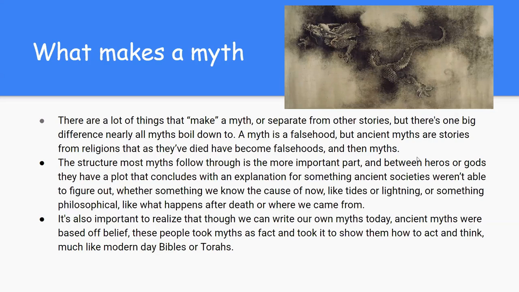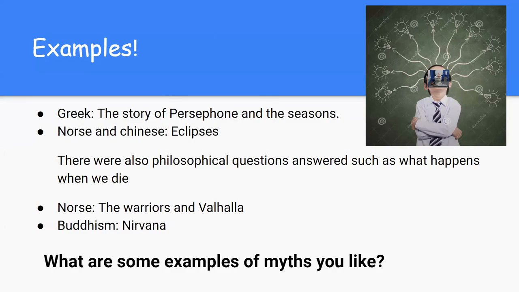Ancient myths were based on belief. These people took myths as fact and used them to show them how to act and think, much like a modern-day Bible or Torah. Examples: Greek, the story of Persephone and the seasons. For Norse and Chinese, there are stories about eclipses.